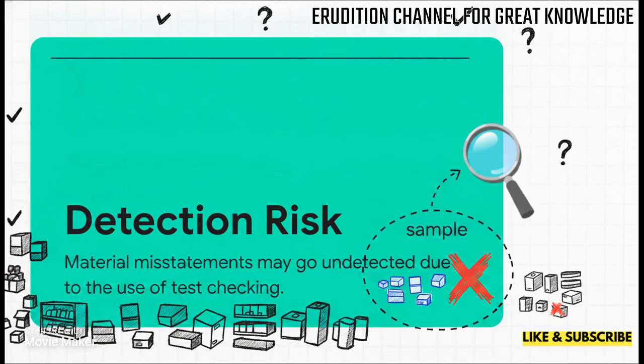And finally, detection risk. We expect the auditor to apply appropriate procedures to judge the efficiency of the control system before deciding on the extent of their testing. But because they are adopting test checking, meaning they aren't verifying 100% of the items, there is still a possibility that material misstatements go undetected. Therefore, an element of detection risk also exists.